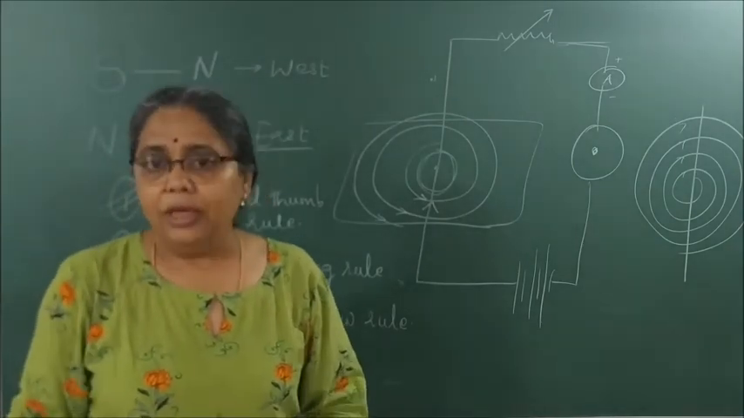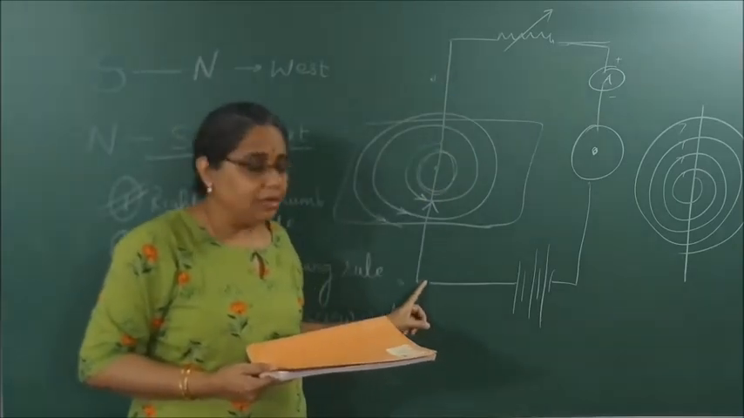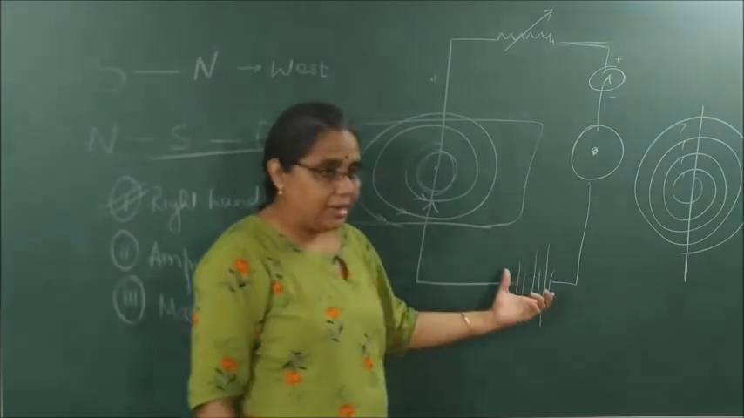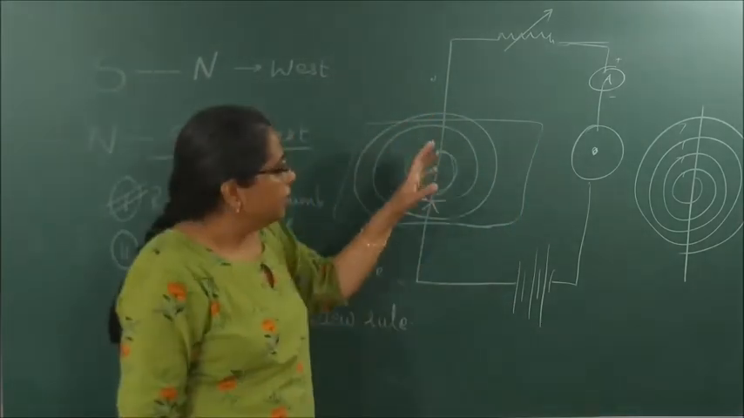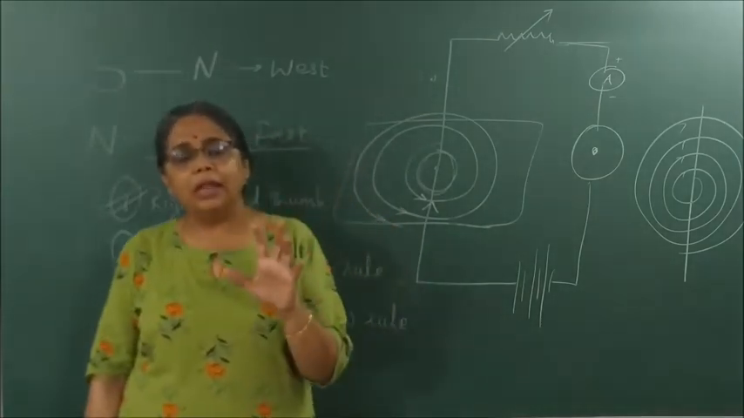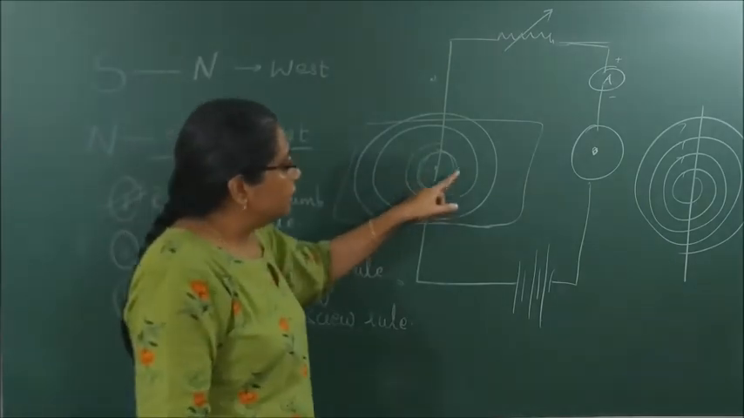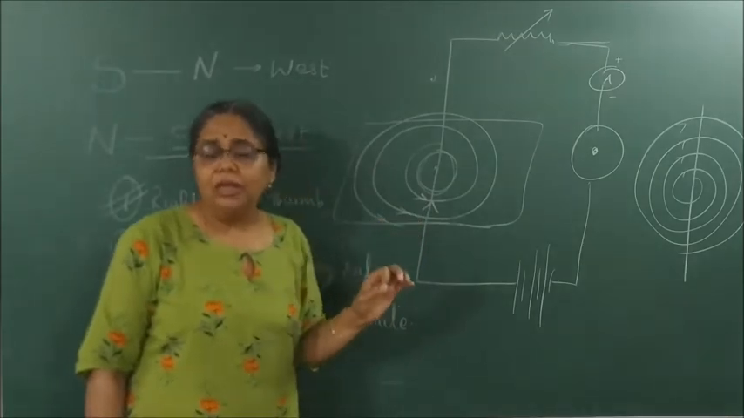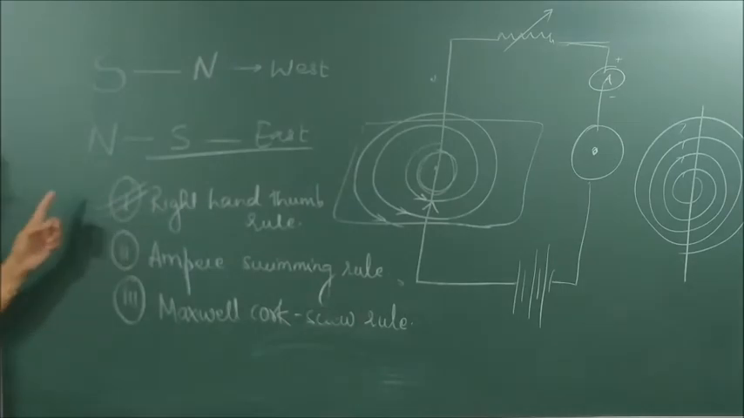Take a cardboard, make a hole at the center, pass a straight conductor carrying current through it, and connect it to a battery using a cell, a rheostat and an ammeter. Sprinkle some iron filings over it, switch on the current and allow them to arrange themselves. You will find they arrange themselves in the form of concentric circles. The direction of the magnetic field in a straight conductor carrying current is given by the right hand thumb rule.